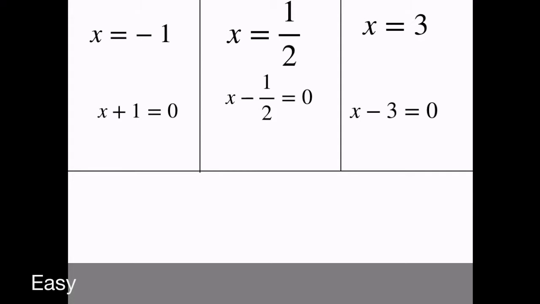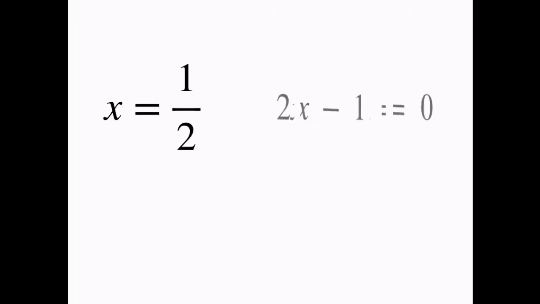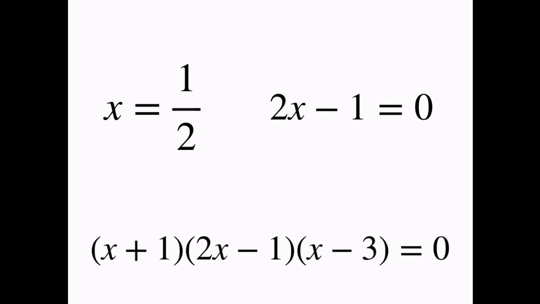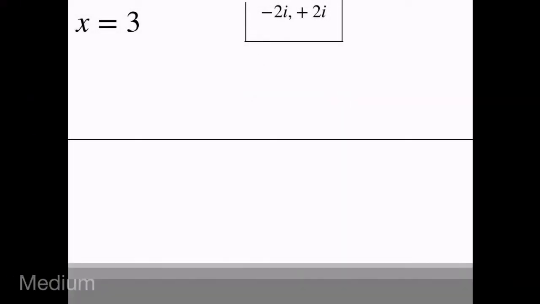If we put them in a polynomial equation, we would get x plus 1 times x minus 1/2 times x minus 3 equals 0. x minus 1/2 equals 0 can also be written as 2x minus 1 equals 0. If we did that, our polynomial equation would look like x plus 1 times 2x minus 1 times x minus 3 equals 0.